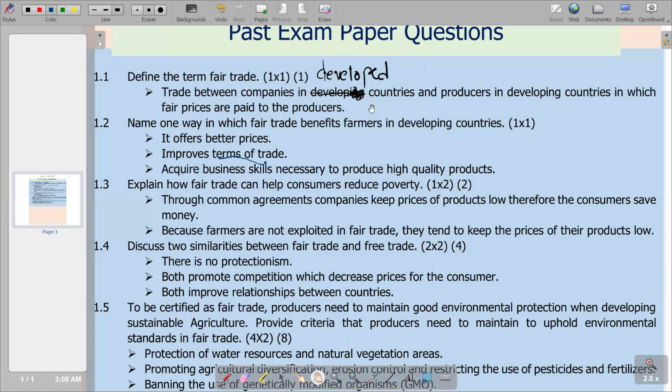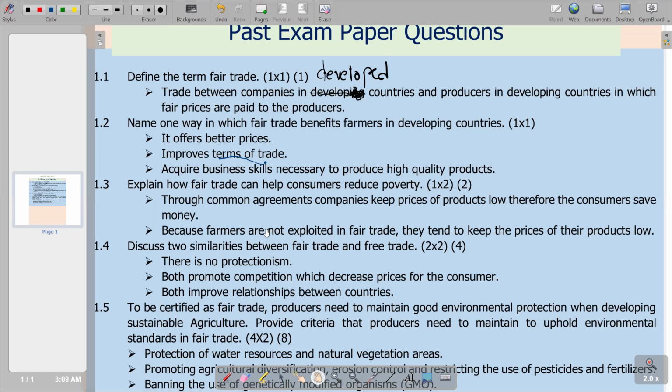The next question reads: explain how fair trade can help consumers reduce poverty. The question has 2 marks. It requires you to raise 1 point. How does fair trade help consumers reduce poverty? We're talking about poverty reduction being behind the essence of fair trade. So how is that poverty reduced now?